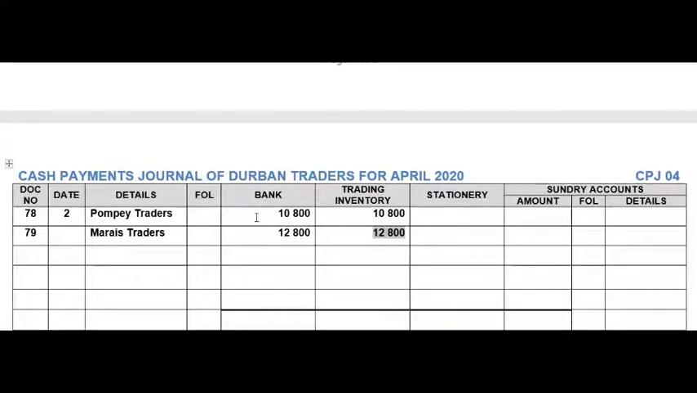Something that's important is that even though we've got 2 transactions on the same day, in the CPJ, the amounts go to bank separately. Okay, so you don't add them together. That only takes place for transactions on the same day in the cash receipts journal.